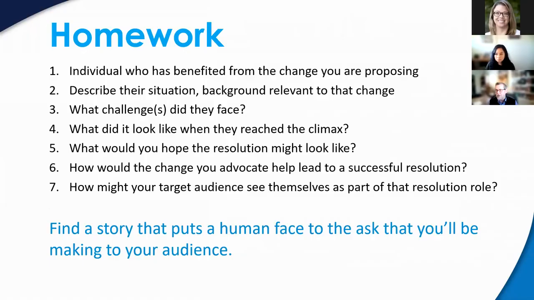And this is really what you should be thinking about as you try and develop your story: what is the problem? What does it look like when this problem is manifested and it isn't resolved? So at its worst situation, what happens at that worst situation? And then start thinking about the resolution that would be the ideal, and how the change you're advocating would lead to that successful resolution. And then ultimately what you want to do is try and see how the target audience would see themselves in the resolution of that role.